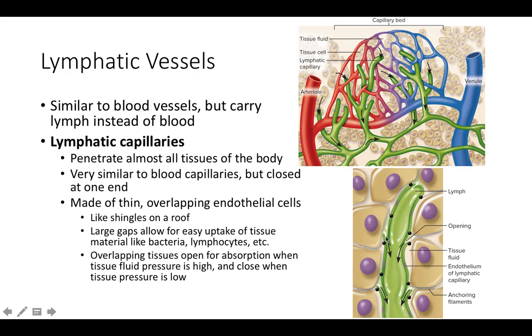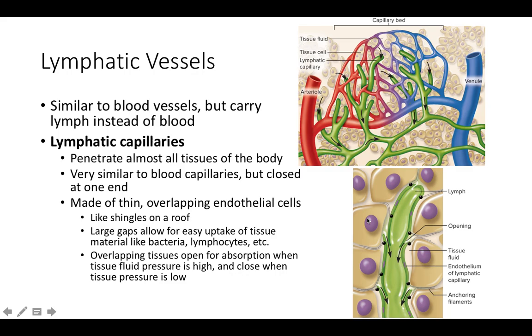Okay, and what that does is it creates these big gaps here. And those gaps are important because they allow for easy uptake of different tissue materials like bacteria, also lymphocytes, and different cellular waste, stuff like that. Okay, and so they respond to changes in pressure. If the lymphatic tissues out here have a lot of fluid in them, then the pressure outside of the vessel is going to be greater than the pressure inside the vessel.